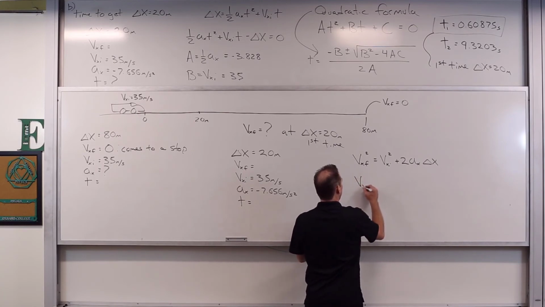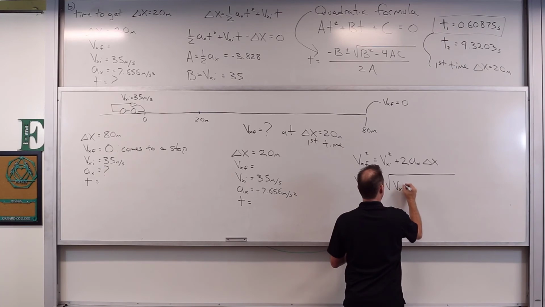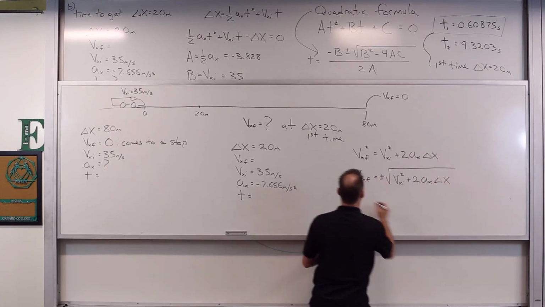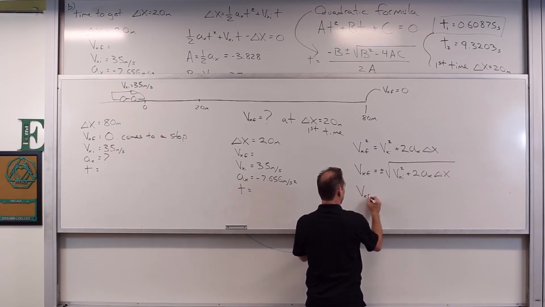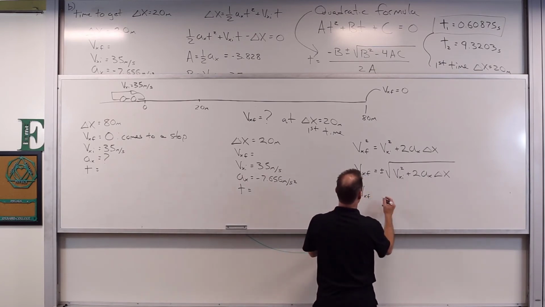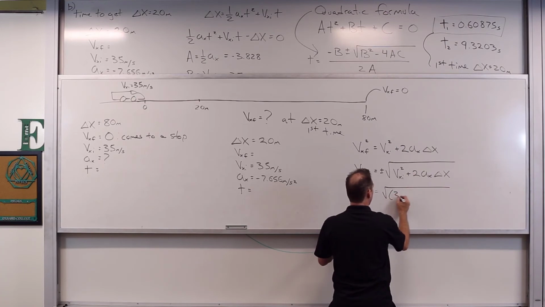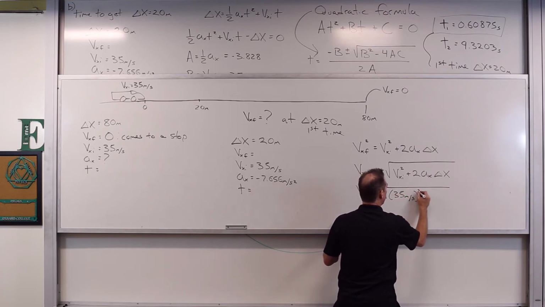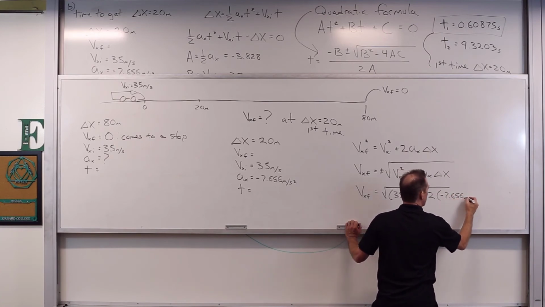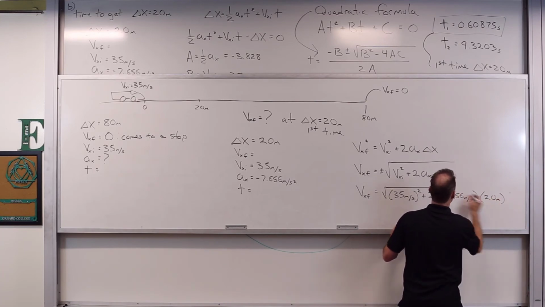So we can get ourselves that Vx final is then equal to plus or minus the square root of Vx initial squared plus 2 a sub x delta x, which then gives us, we would choose the positive because it's traveling in the positive x direction. So we can drop that and say that this is going to be positive. Well, we've got the quantity 35 meters per second squared plus 2 times negative 7.656 meters per second squared times 20 meters.